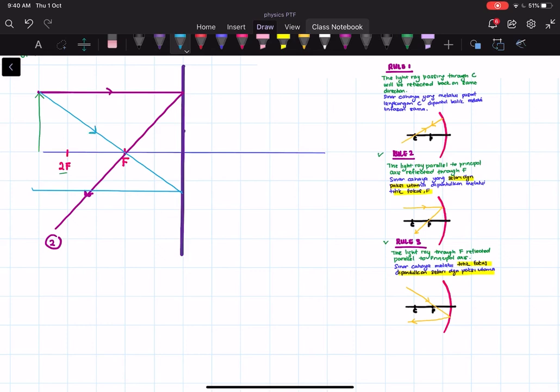So let's draw the ray diagram. A ray diagram must have an arrow. No arrow means wrong. A light ray parallel to the principal axis is reflected passing through F. That is rule number 2.